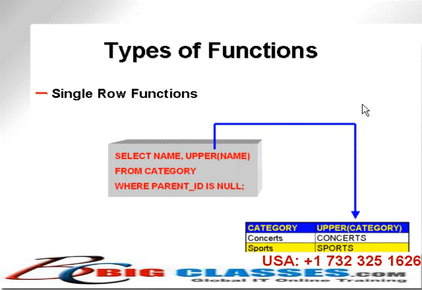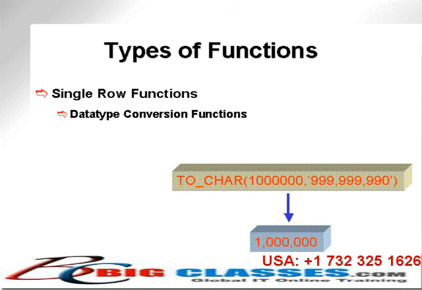For instance, as you can see in the example, I've selected the name twice from the category table and I've executed uppercase on the name in the second column. All this means is that every category row selected from the category table will have the function upper applied to the name field. So the single row function implies that the function is applied to every row selected from the category table. A subsidiary of single row functions are data type conversion functions.